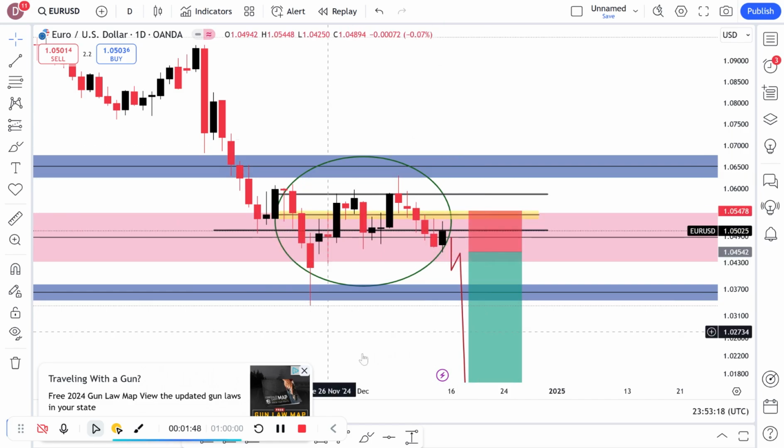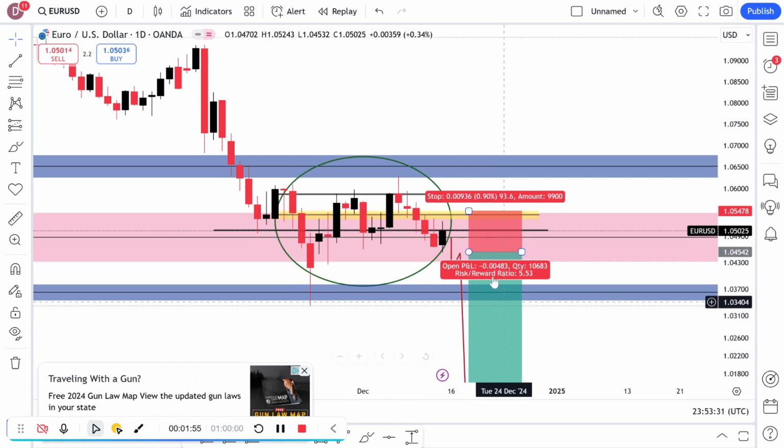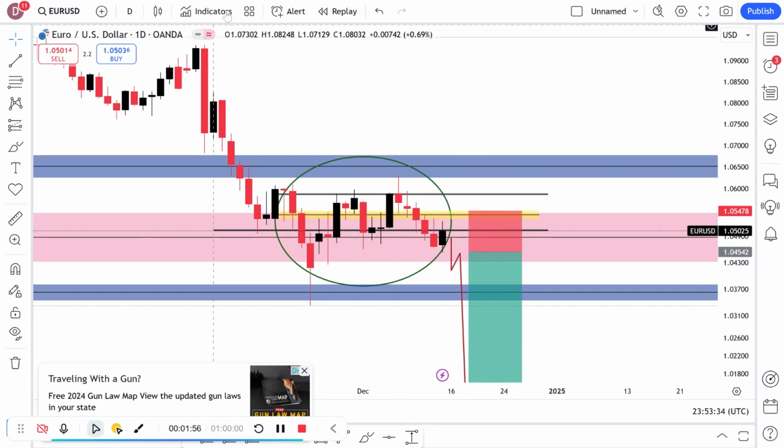So we'll go to the 4-hour time frame to see how we can enter the market, because we're a swing trader. So we use the 4-hour time frame for our confirmation of when to enter the market. So let's dive straight into the 4-hour time frame and see how all this came about.